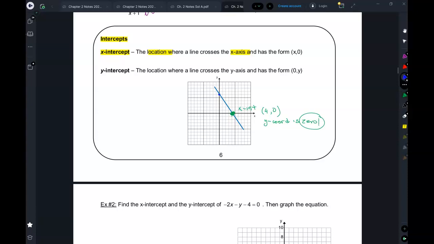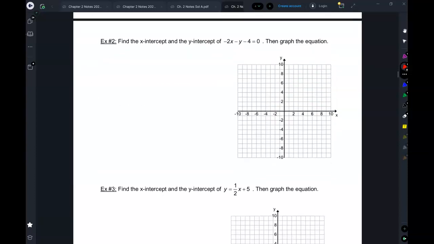Okay, next one. This is the y-intercept. What are the coordinates there? What's x over there? 0. What's y? 6, right? So over there at the y-intercept, the x coordinate is 0. And that's how we find intercepts, right?